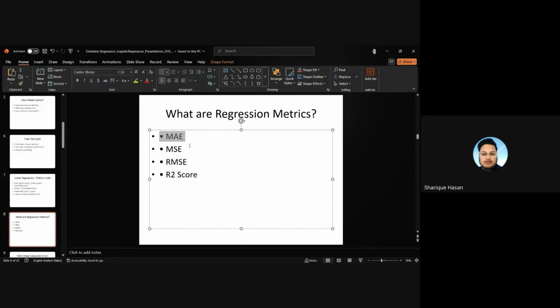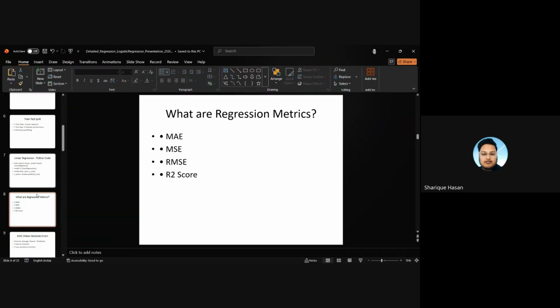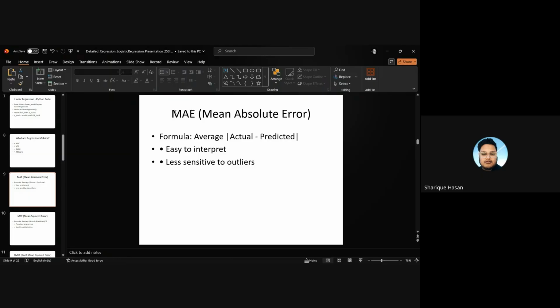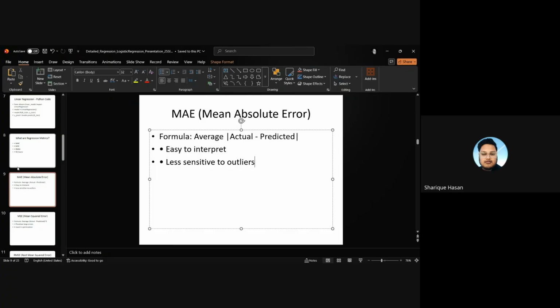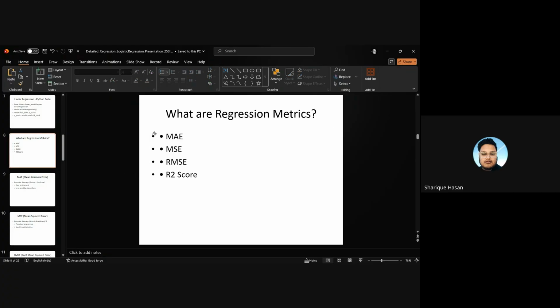What are these? I have also shared the videos of this regression model, like MAE, which is mean absolute error, and how to interpret it. I will explain it once again, but please try to remember it. We're going to do the practical of this. We have already explained the theory. I will just give an overview of these right now, and then we're going to do the practical in the Jupyter notebook.